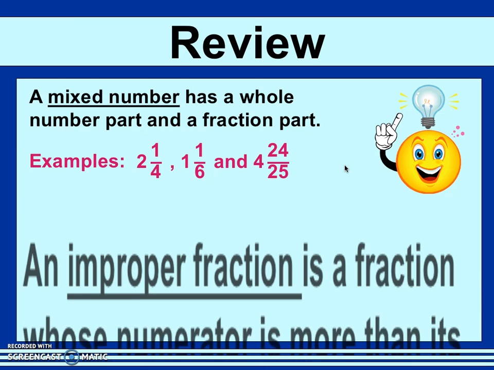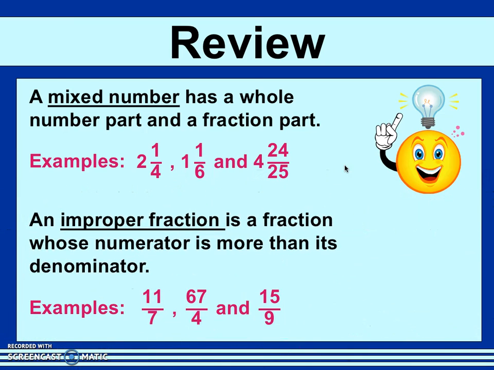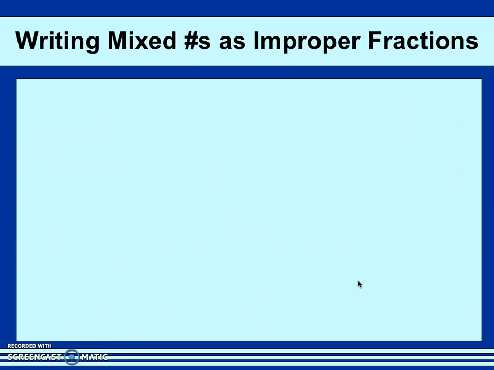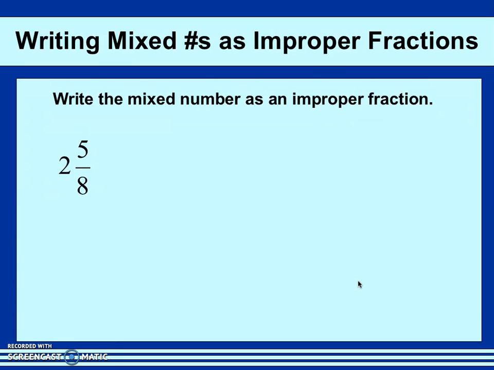The other one is an improper fraction. Right? An improper fraction is a fraction whose numerator, the top number, is more than the denominator, the bottom number. So 11/7. The 11 is larger than 7. 67/4 and 15/9 are all improper fractions. Alright, let's get started writing a mixed number as an improper fraction.